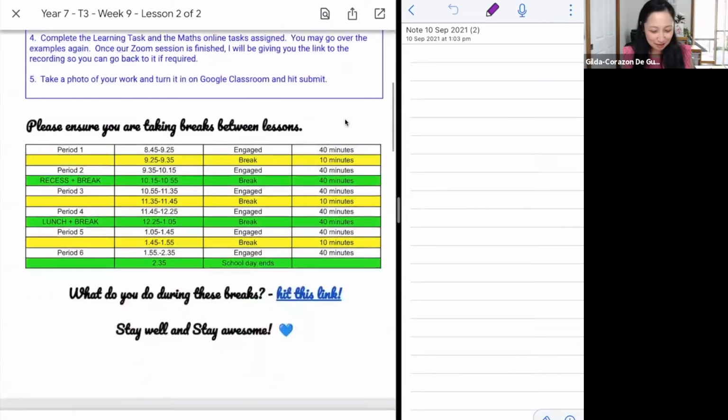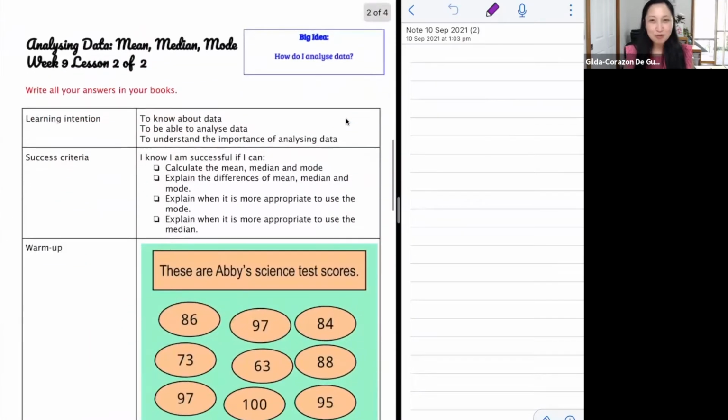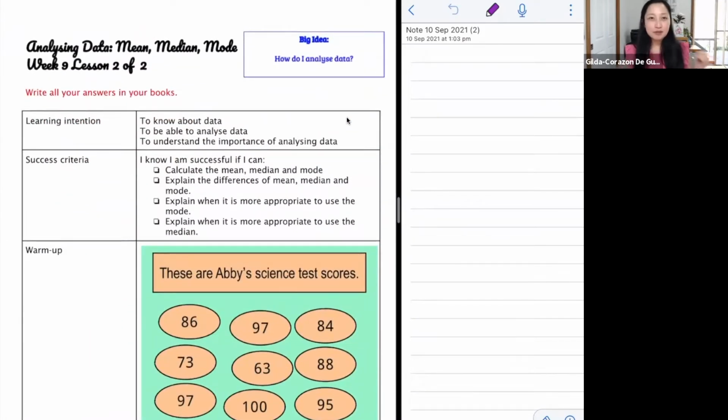We'll be continuing our lesson on data, and as you might have guessed already, we've talked about collecting data, we've talked about organizing the data into a table, and therefore now we'll be looking at how we would be able to analyze the data. There would be proper mathematical calculations that we will be able to use and help us tell something more about the data.